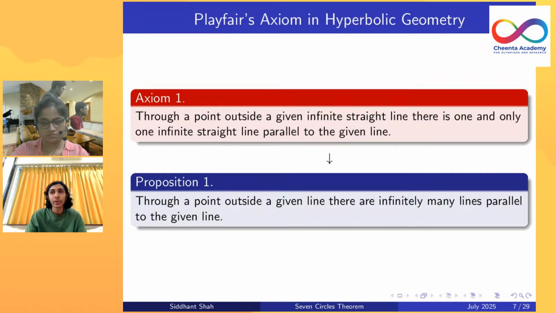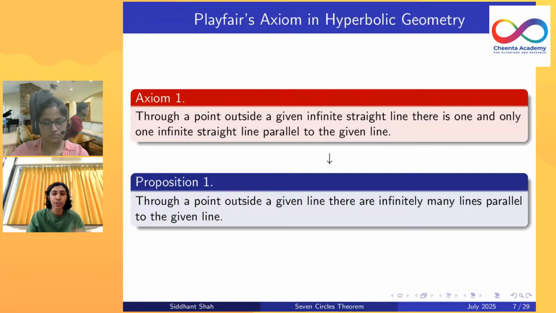So moving on, my idea for this project was to explore whether the Seven Circles Theorem also holds true in hyperbolic space. In other words, I wanted to explore an analog. So initially I explored what hyperbolic geometry was, and I found out that it was discovered based on Playfair's axiom. The story behind it is something like that.